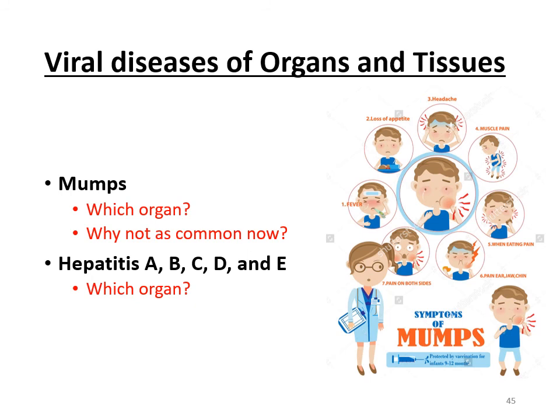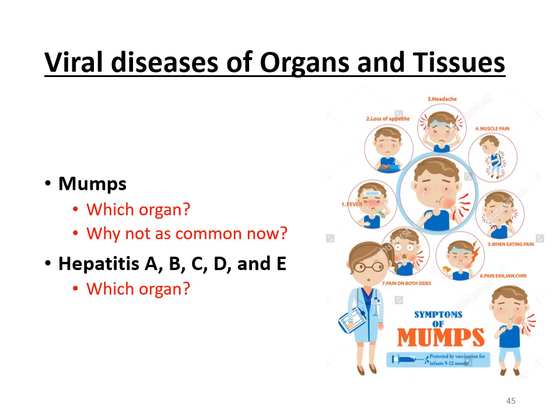Now you have viral diseases of organs and tissues. The two examples that I want you to remember of this are mumps and hepatitis. Now, whenever you hear mumps, I want you to know exactly which organ it's affecting. Mumps targets the salivary glands, which we call parotid glands. So mumps, which organ is it affecting? Your salivary glands, also known as parotid glands.